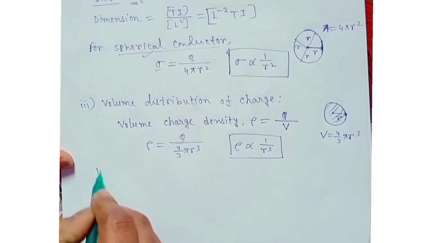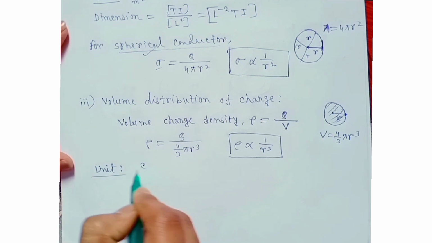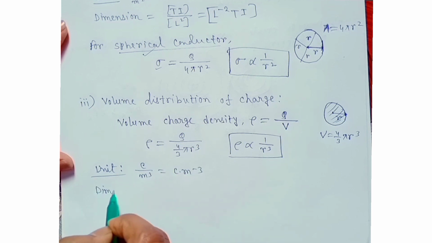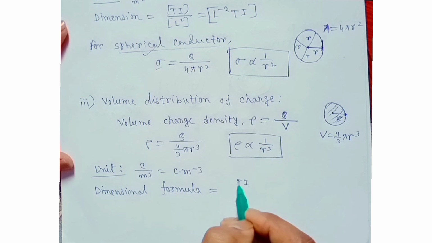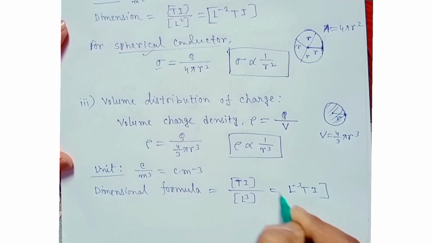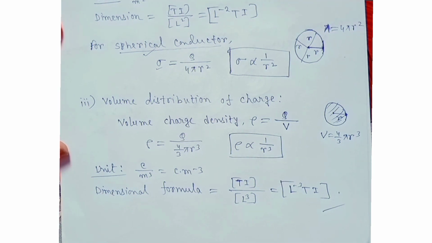And let's find the unit and dimension of volume charge density as well. It is given by coulomb per meter cube. And the dimensional formula of volume charge density is TI for electric charge and L cube for the volume. That means we are getting L to the power minus 3 TI. So these are the three types of charge distributions and their units, dimensions and formulas.